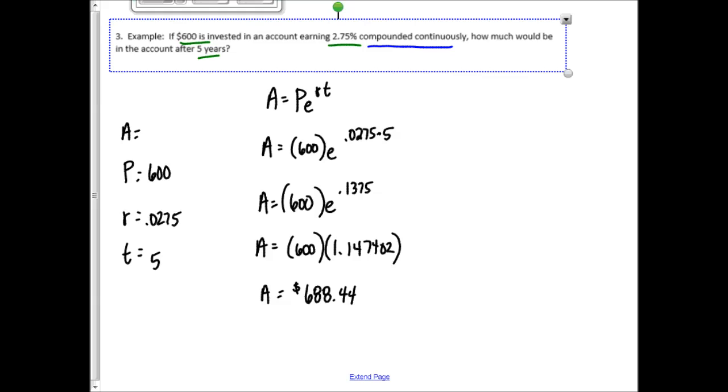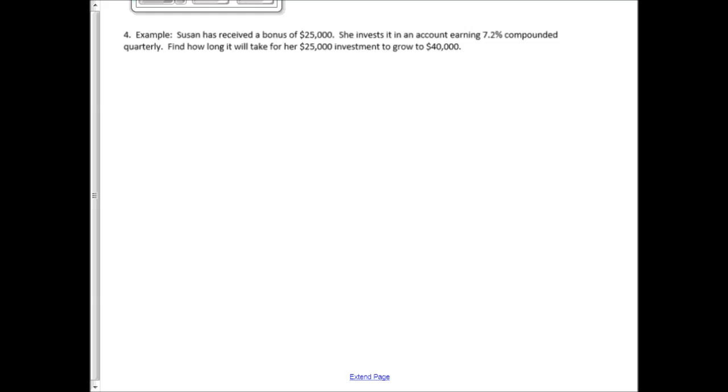So I got that A equals $688.44. Now again, you think about, did you answer the question? Well, it said how much would be in the account. So it's asking for the amount in the account, so we get to stop right there with that A, and it didn't ask me how much interest I earned or anything like that, so there's no subtracting. So that is my answer. All right, 2 more.